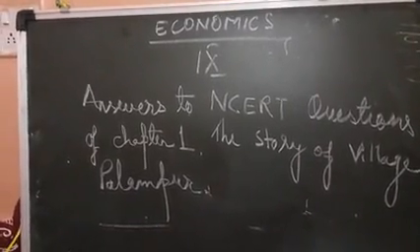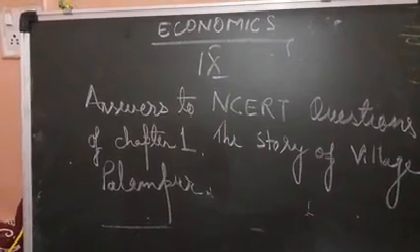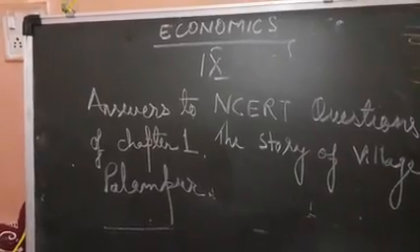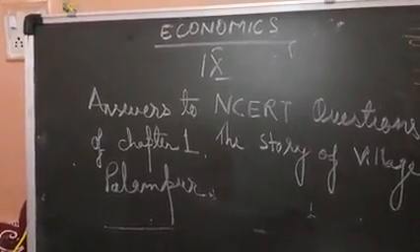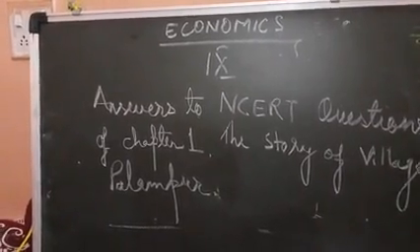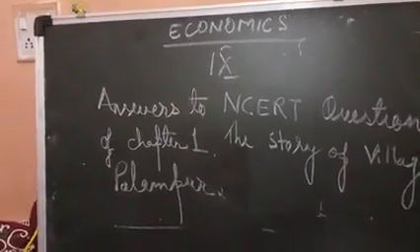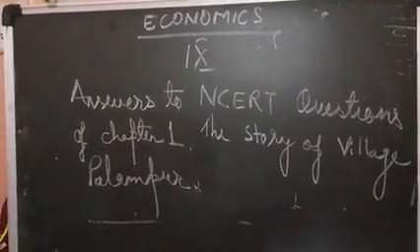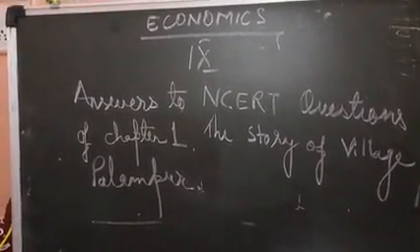Next question, construct a table on the distribution of land among 450 families of Palampur. So in the chapter we have studied a pie chart; you can make it. So landless farmers were 150, small landholders were 240, and medium and large landholders were 60. Okay, that is how the 450 families could be accommodated.